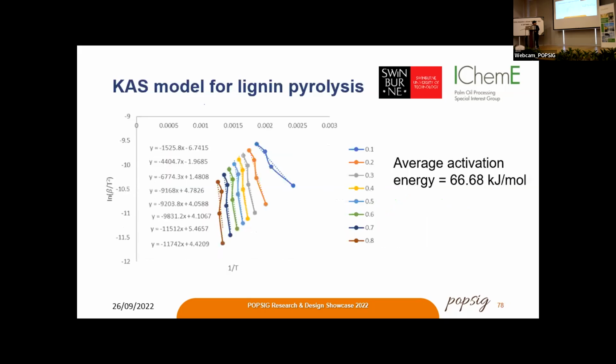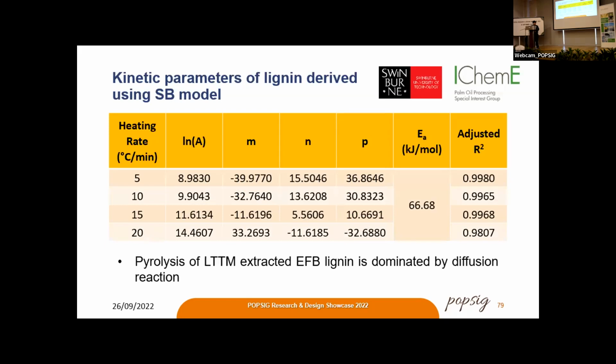Afterwards, the data gathered here will be plugged into the KAS model. This is the KAS model that has been plotted out. This is the conversion factor. The conversion range will be put into 0.1 to 0.8. This is the linear equation generated. This will be averaged out, and the average activation energy found was 66.68 kilojoule per mole. This means that the pyrolysis will use 66.68 kilojoule to activate.